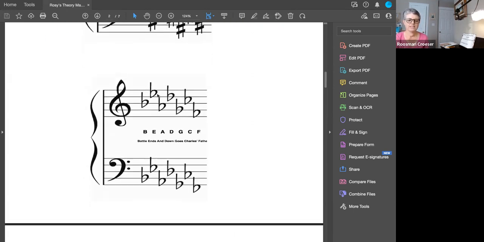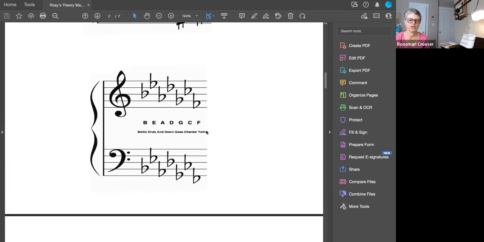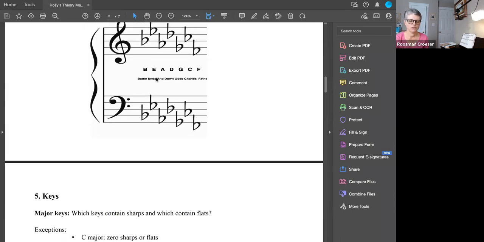The flats also have their own order. This is how you write them. And it's our rhyme going backwards. Battle ends and down goes Charles's father. So if you have one flat, it's B flat. If you have two, it's B flat and E flat, and so on and so forth.